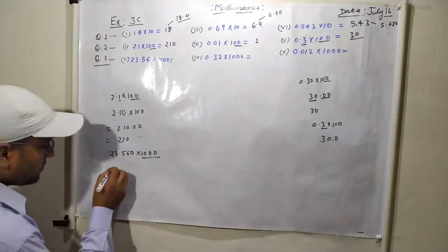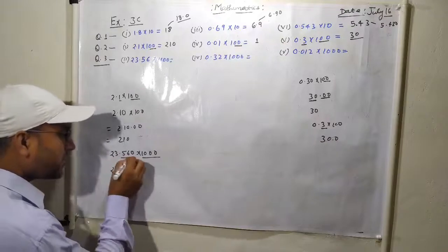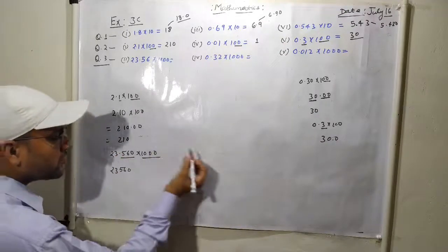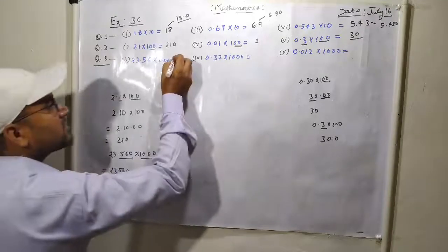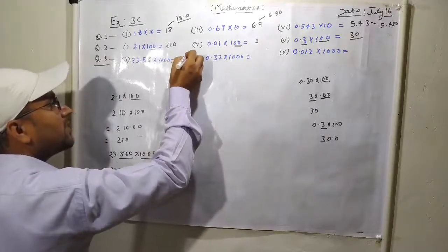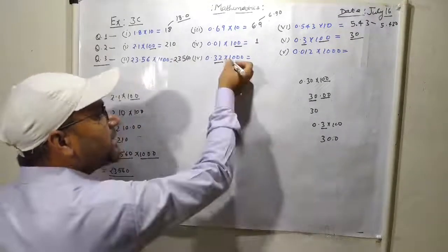1000. Okay, so 23560.00 means your decimal shifted 3 points to the right side. So you will get 23,560. So your answer is 23,560.